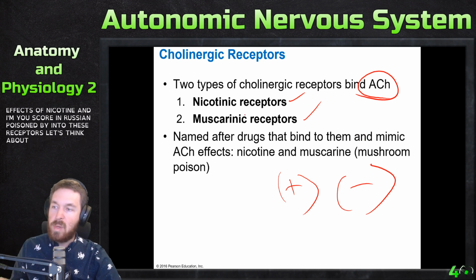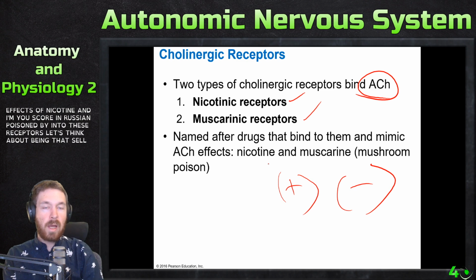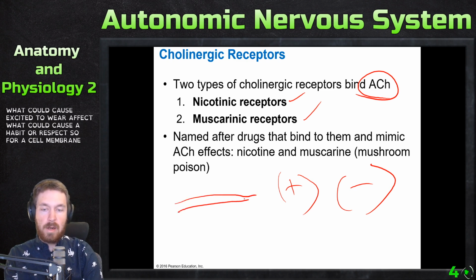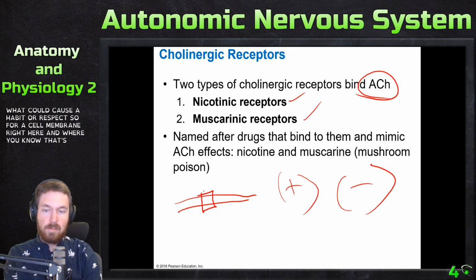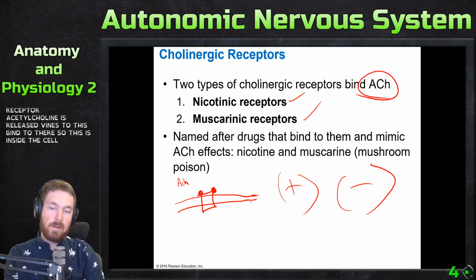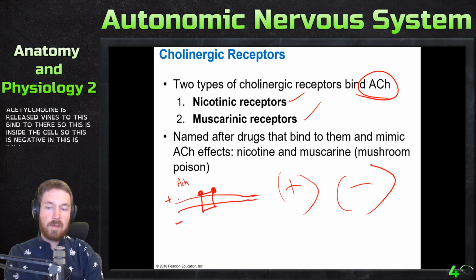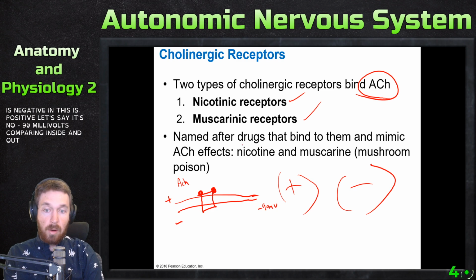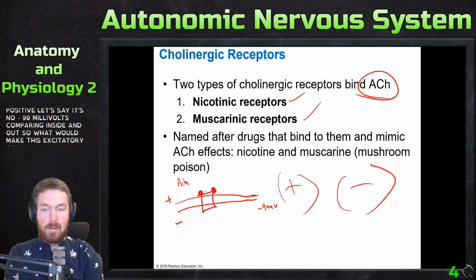So let's think about being that cell. What could cause an excitatory effect? What could cause an inhibitory effect? So if we're a cell membrane right here, and we have a nicotinic receptor, acetylcholine is released and binds to there. So this is inside the cell. This is negative, and this is positive. Let's say it's minus 90 millivolts, comparing inside and out. So what would make this excitatory or inhibitory? It deals with the ions that can move.